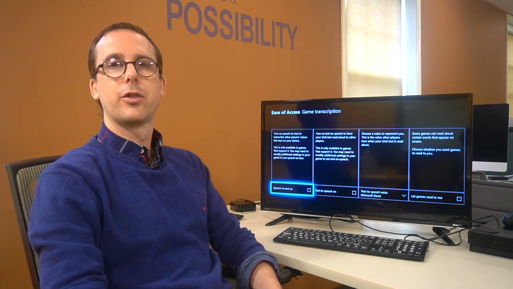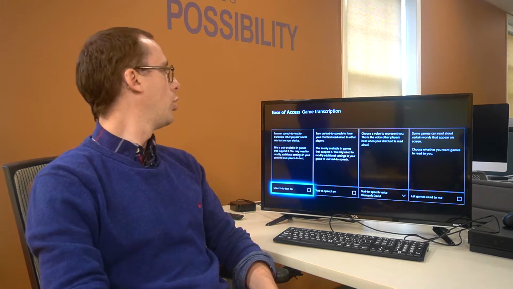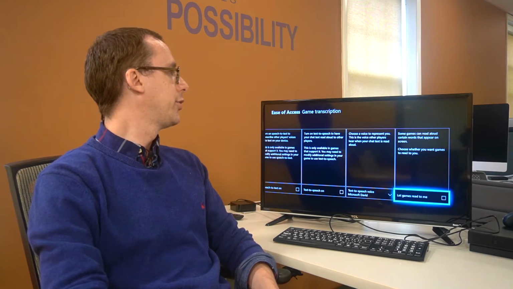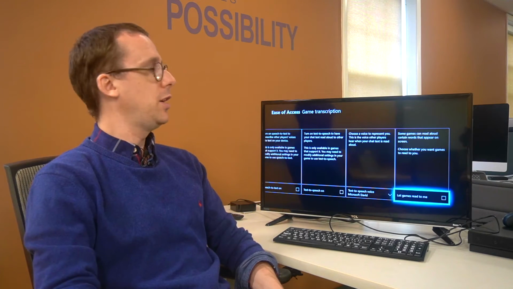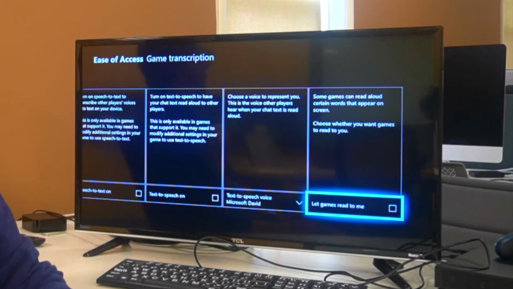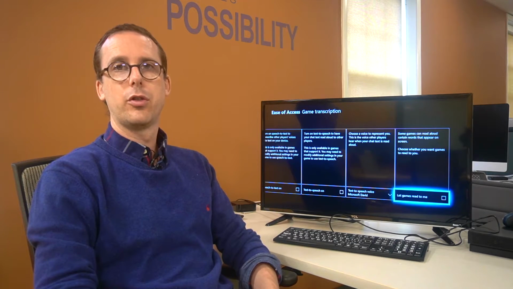One final thing I'd like to talk about here is also in the ease of access settings, and it's called game transcription. And one of the choices here is that some games can read aloud certain words that appear on the screen. Now, I have to admit I haven't actually tried this out, but I imagine it would be things like if you collect an item, the item's name might be spoken aloud or something to that effect. And so that might be something which is worth turning on.